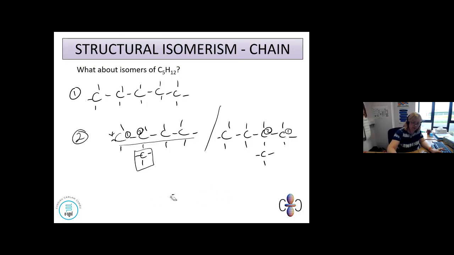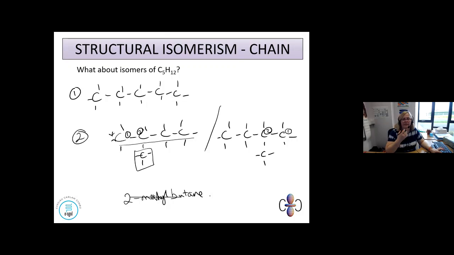Oh, it rubbed out the wrong thing. Apologies for that. So on the second carbon, so hence the 2, it's 1 carbon coming off, so methyl. And then the longest chain, as I said, is 4, so we call it a carbon chain of butane. Okay, so that's one extra way of doing C5H12.